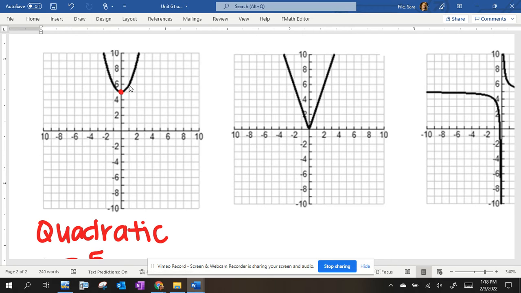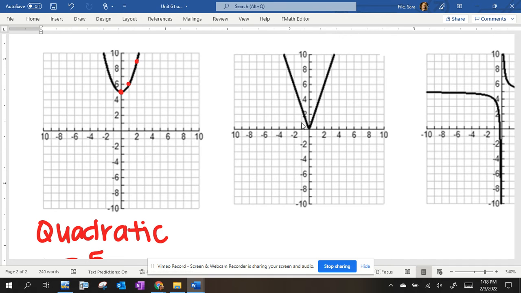Here, over and up 1. Yep. Over 2 and up 4. Yep. So it keeps that same rate of change, right? So it has not been stretched. But look at this one.